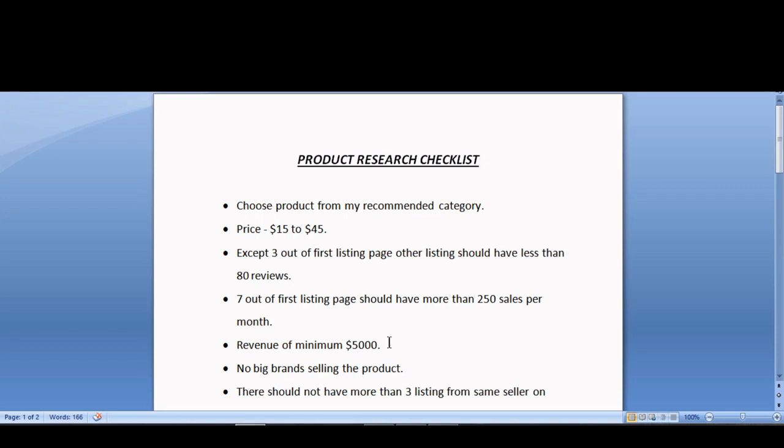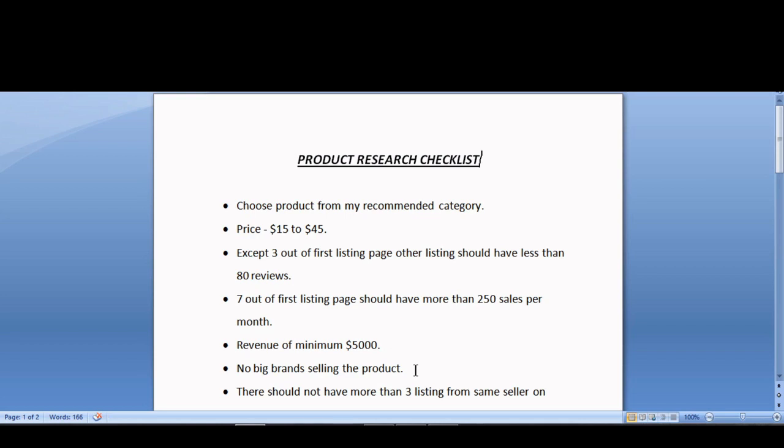Next, revenue should be a minimum of $5,000. When you search a product on Amazon.com and you open the Jungle Scout Chrome extension, if more of the listings have more than $5,000 revenue per month, then there will be chances of making more money on that product.